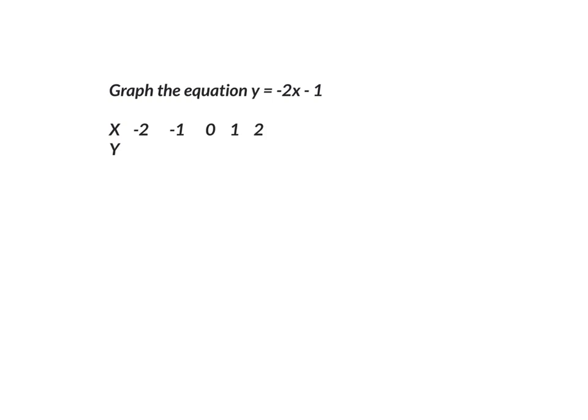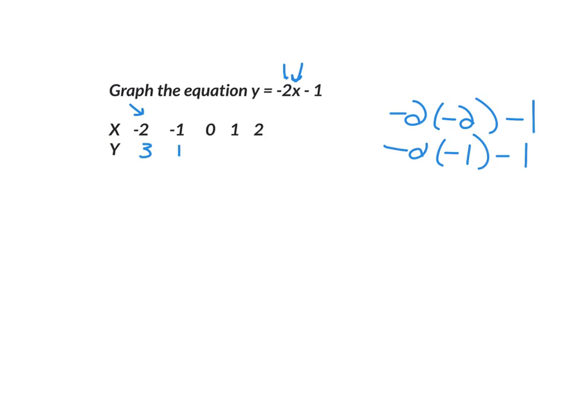We're going to start off by graphing by just making a table of values with these values for the x. So I'm going to take this -2 first, and I'm plugging it in for that x. It would look like this: -2 times -2 minus 1. If you work that out, you get 3. Now I'm going to do the same thing with -1. It would be -2 times -1 minus 1. That would be 2 minus 1, which is 1.